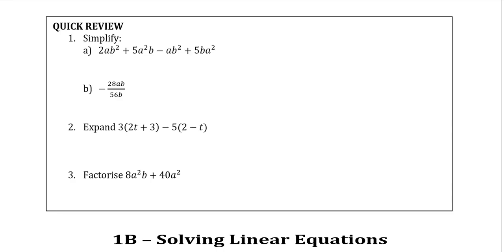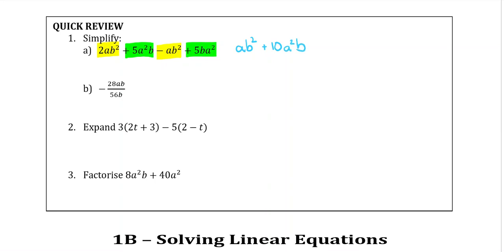In 1a, we're simplifying and we're looking for like terms because we're adding and subtracting. So ab squared is different to that one because that's an a squared b, but this one is an ab squared. So those two will be like terms. 2 minus 1 would be 1ab squared. We wouldn't write the 1 in the front, we would just write ab squared. But a squared b and a squared b, they would go together. So 5 plus 5 makes 10, so plus 10 a squared b.